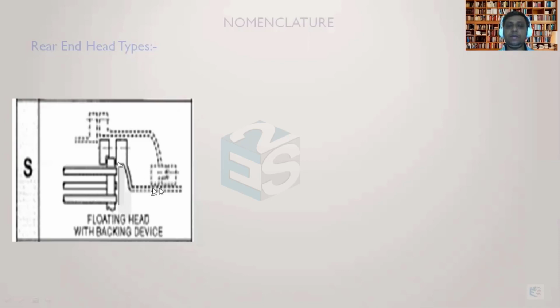But if you want to have an odd number of passes, then there has to be a sealing arrangement provided at this junction. But it is uncommon. This is not commonly used. So this dish end will be closed like this. This dish end will be closed like this. So this is called a head. This is the type of head.